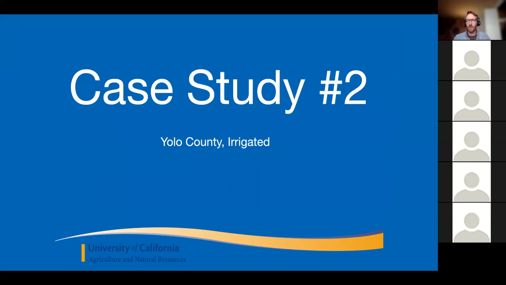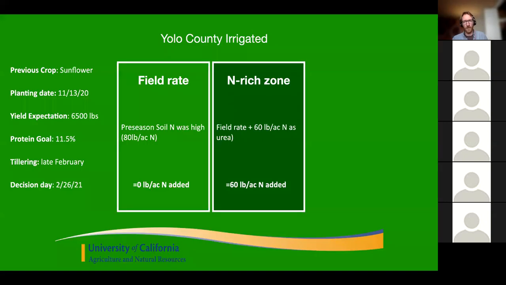Case study number 2. So that's just something to chew on. Well, the second one, we'll go through this one more time. We'll be a little faster here, sorry. The field rate, again, the soil nitrate was high, so the grower decided not to add anything. If you look at the N-rich zone, we add an additional 60 pounds to that.